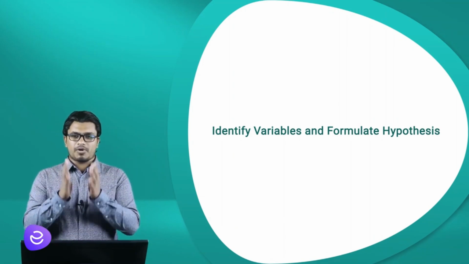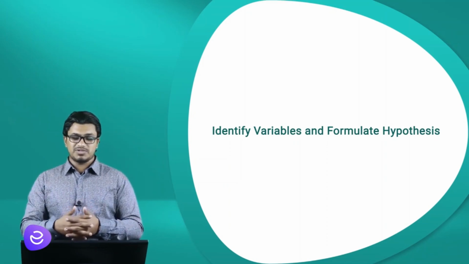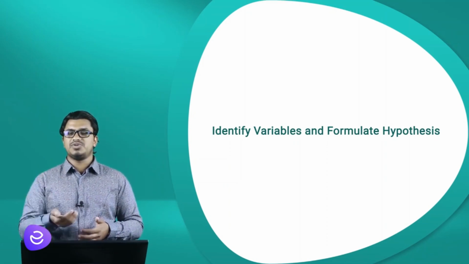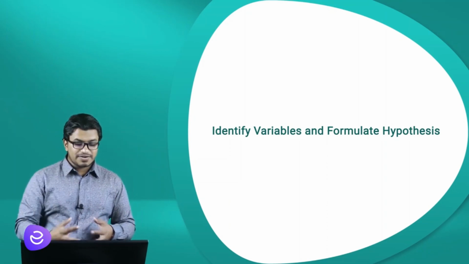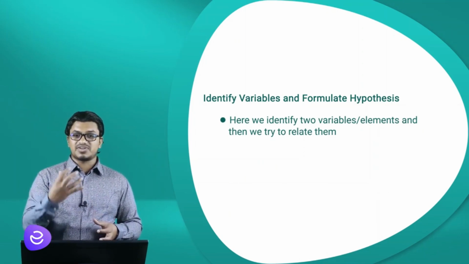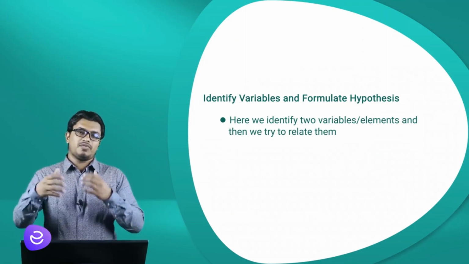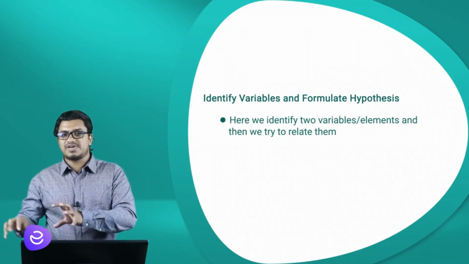But if you're conducting a proper standard research or a proper standard project, you need to identify your variables, you need to formulate a hypothesis, and you need to test the variables based on the hypothesis. So identifying variables means here we identify the variables or elements and then we try to relate them. So for example, in customer satisfaction, we try to relate customer satisfaction and cost.